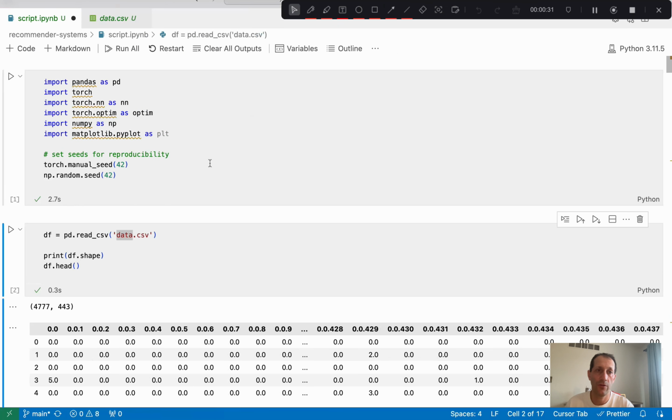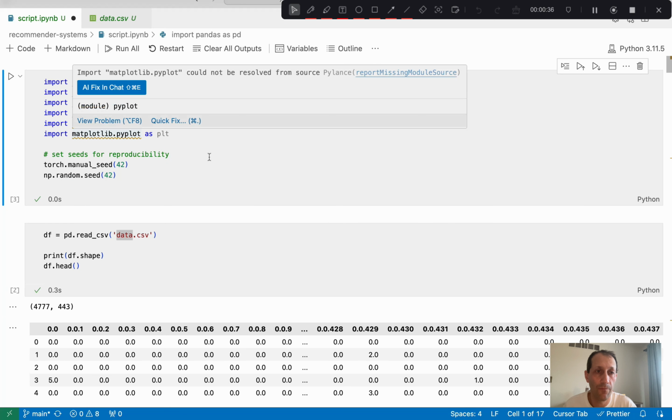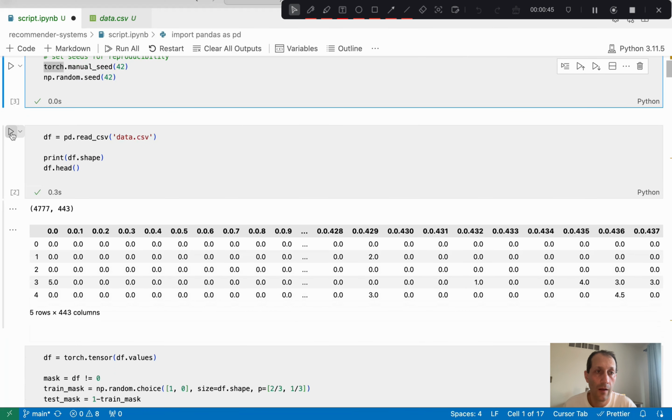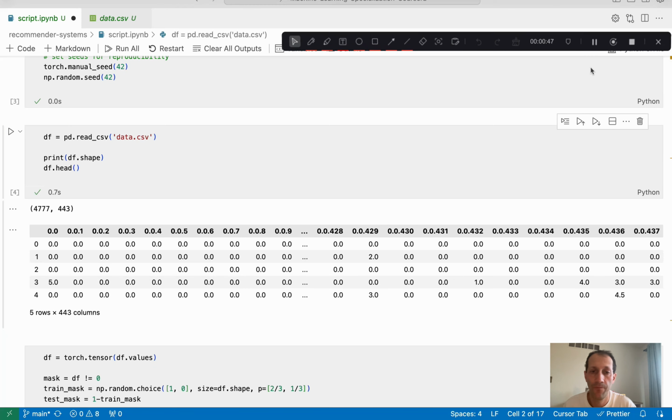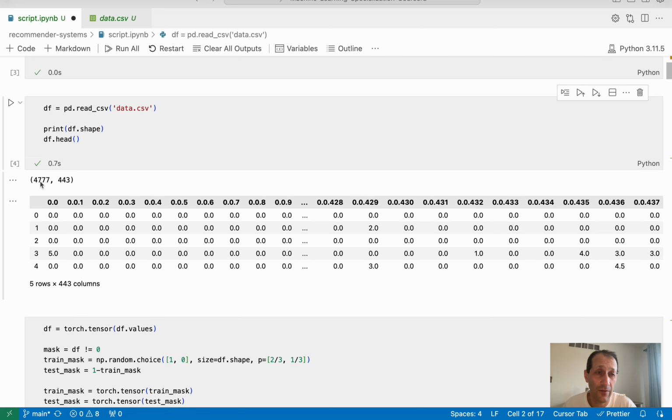Here it is. Import libraries. I'm importing PyTorch for building the model. Here's the data. Let me take a moment to explain this. This is the same schema we went over. There are 4,777 movies. Each row is a movie, and we have 443 users. So each column is a user. And that's what we're going to work with.